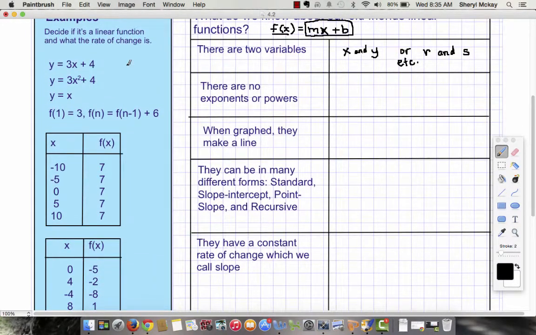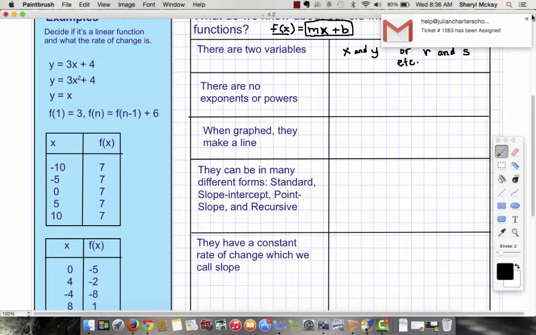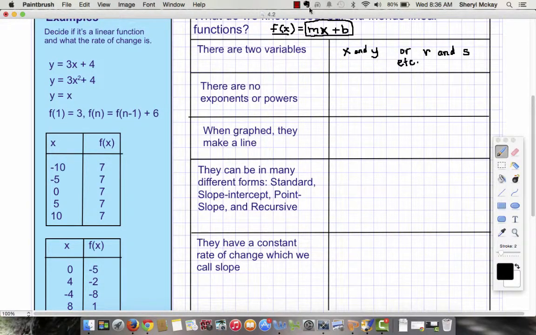There are no exponents or powers. Notice when we write our equation, whether it's in y equals mx plus b or even in standard form, 3x plus 2y equals 4, there are no exponents or powers.